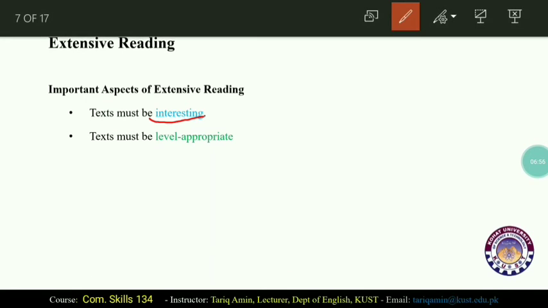Text must be level appropriate. It means that you should select a text that is according to your level, that is appropriate for your level. For example, there are different texts that have been written for different levels. For the students of grade 5, different texts are written, and for the students of masters, different texts have been written, and for MPhil scholars and PhD scholars, different kinds of texts have been written. So you should select a text that is according to your level.